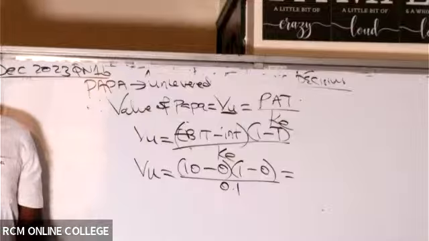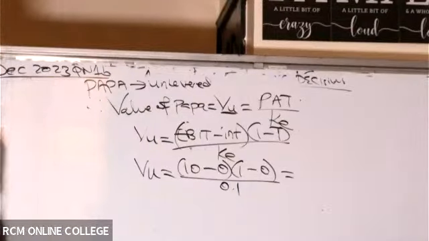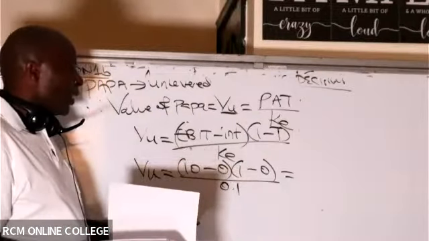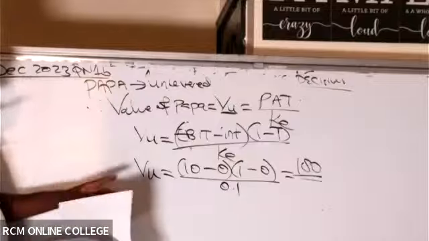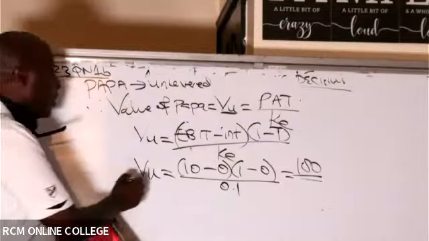Abracadabra. Are you able to give me the value of the unlevered farm? If you take 10 minus 0 times 1, it is 10. 10 divided by 0.1 gives me 100. So having gotten the value of the unlevered farm, which is Papa, which does not have any debt, remember, this is the value of Papa.